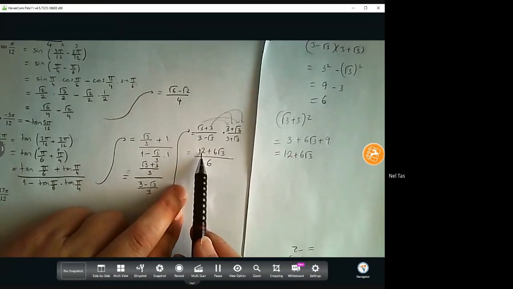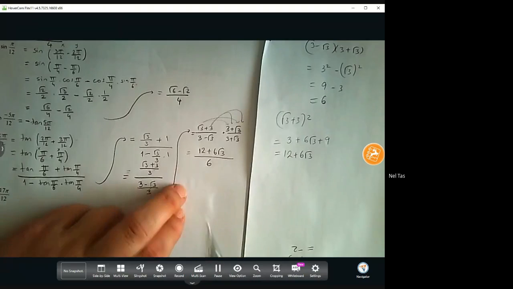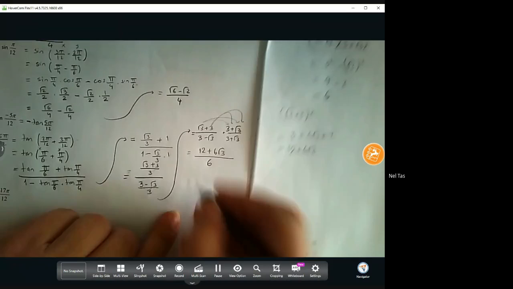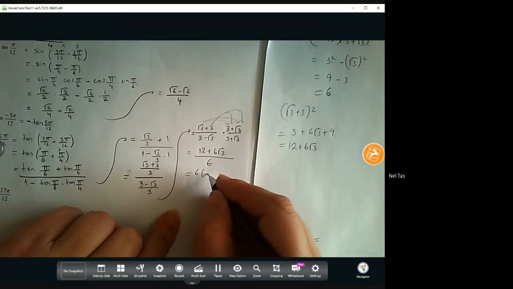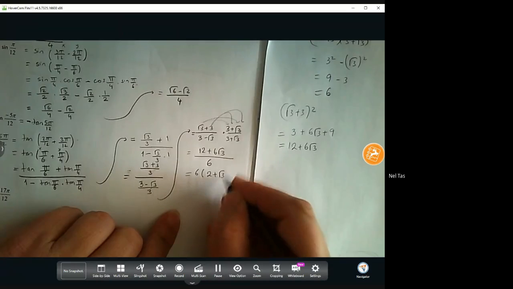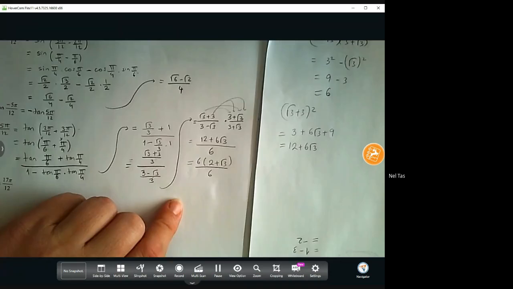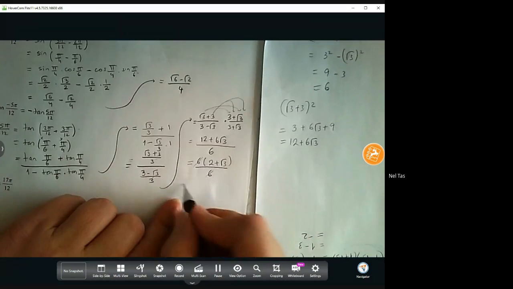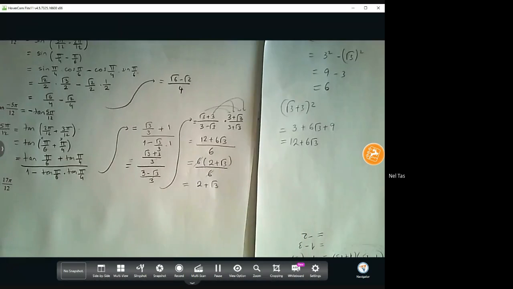So now we can see that 12 and 6 root 3 and 6 all can be divided by 6. So now we need to simplify. I'm going to factor 6 from the numerator. That will give us 6 times 2 plus root 3. And then finally, we are going to simplify these two, and we end up with 2 plus root 3.